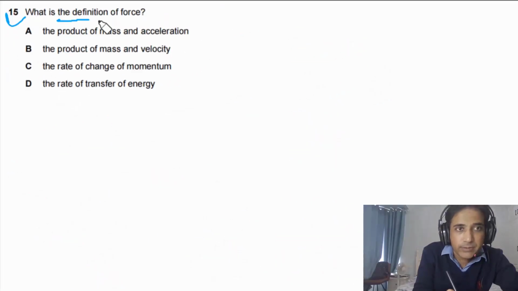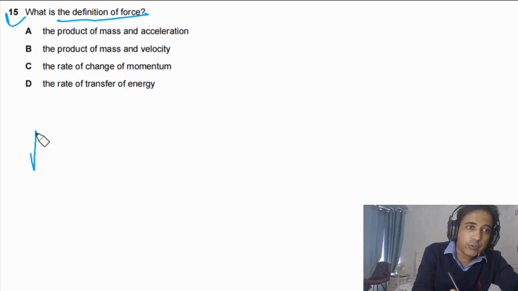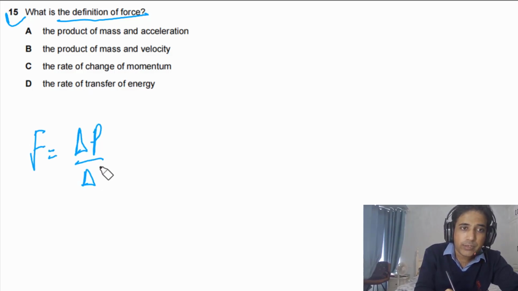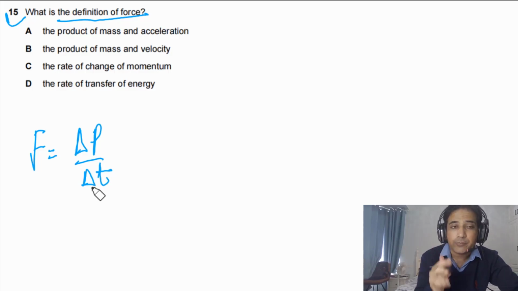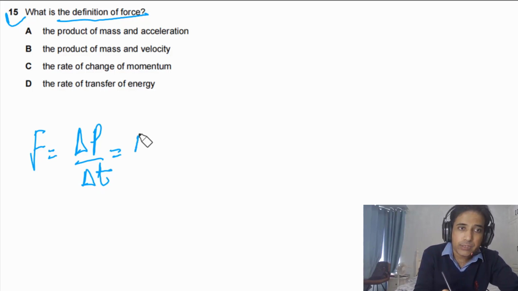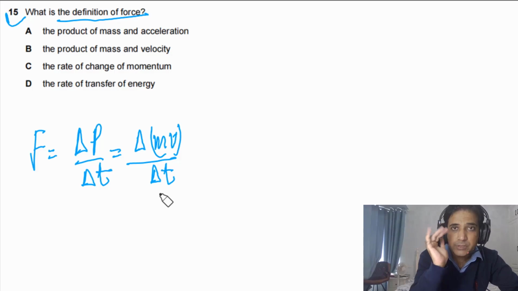Question 15 says, what is the definition of force? Force in physics we define as F equals delta P over delta T, meaning rate of change of momentum. So we can also say that this is delta of mv divided by delta T, rate of change of momentum. So mass can change, velocity can change.